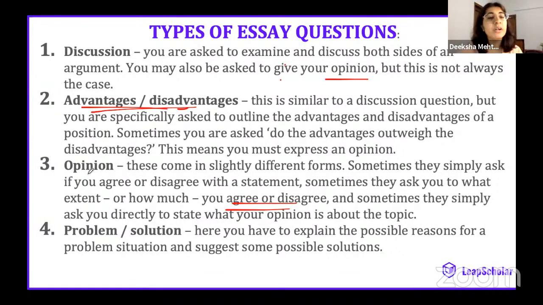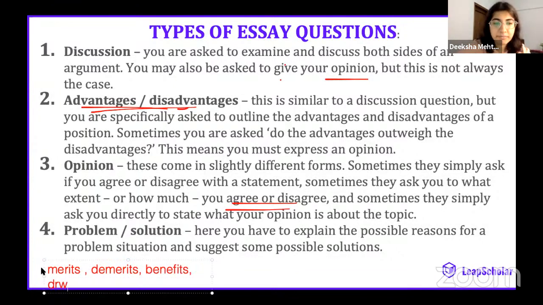Okay. Now, last question. Your advantage disadvantage essay can be phrased again in a lot of different manners. For example, instead of advantage and disadvantage, they could say what are the merits and demerits. They could say what are the benefits and drawbacks. They could say what are the pros and cons. What are the positive and negative effects, right? So this can be phrased in a lot of different ways, but it is still the advantage disadvantage essay. That essay type has not changed, right?